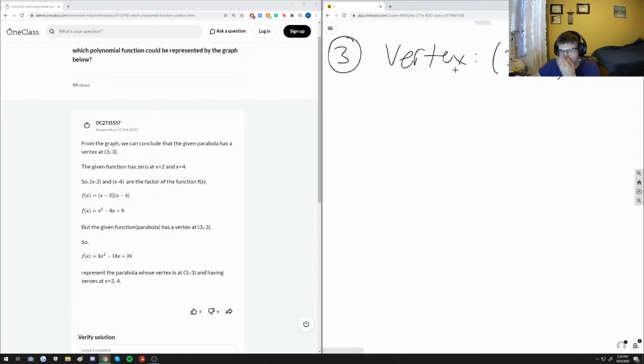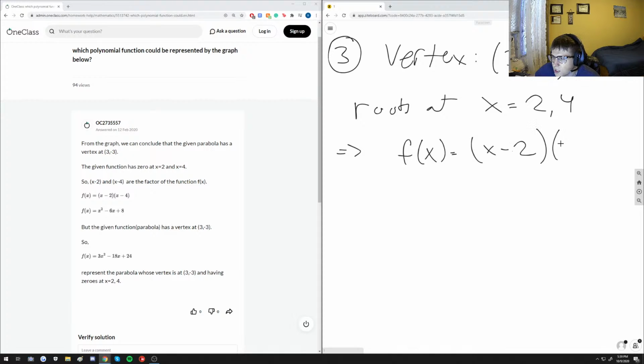And we know that x minus 2 and x minus 4 are factors because it has roots at x equals 2 and 4. So that implies that this function can be broken up into the product of x minus 2 and x minus 4, because at these values of x, our y is going to be 0. Multiplying these out, we can hold off on that for the time being.